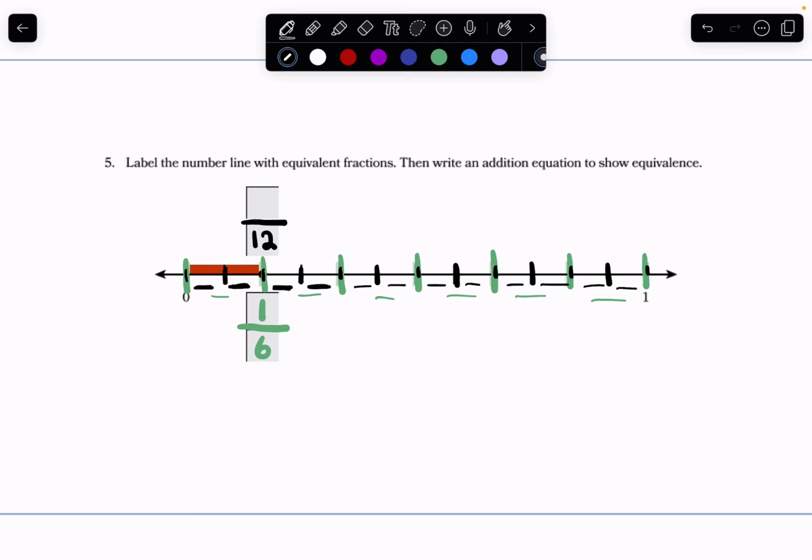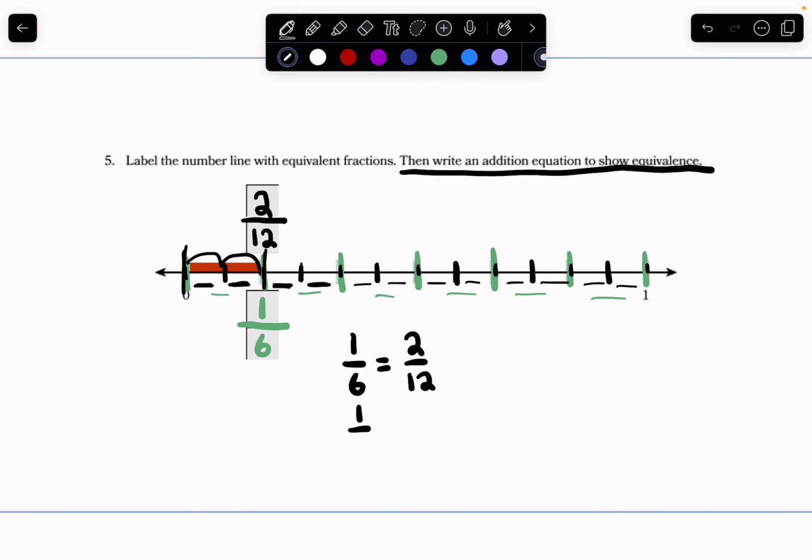how many 12ths are equal to 1/6? In between the 2 green lines right here, there are 2 12ths. So we are essentially showing that 1/6 is equal to 2/12. If we were going to then write an addition sentence to show equivalence, we could say 1/6 equals 1/12 plus 1/12.